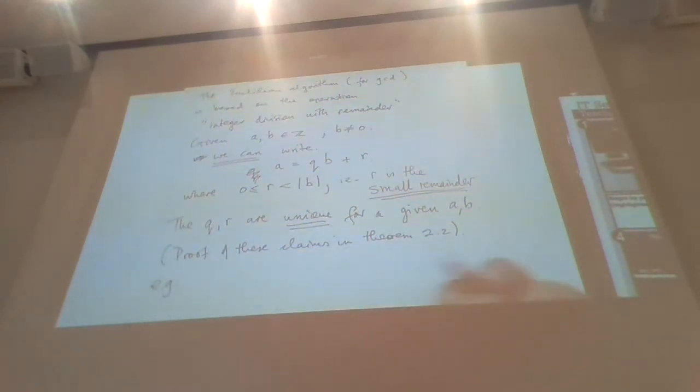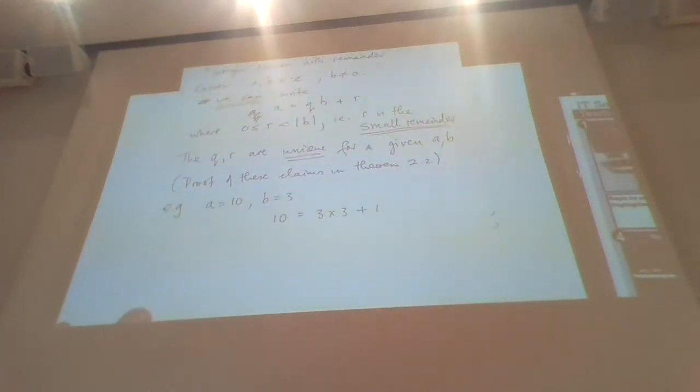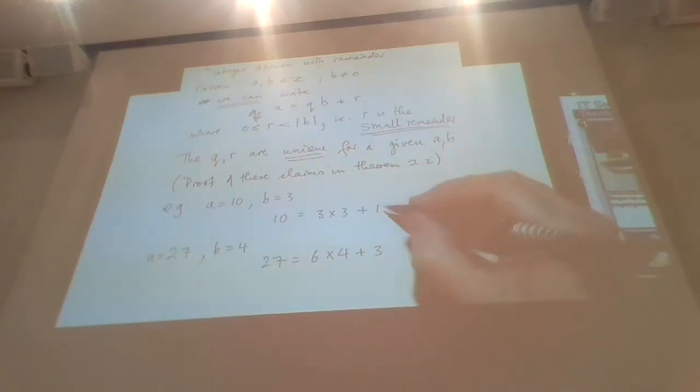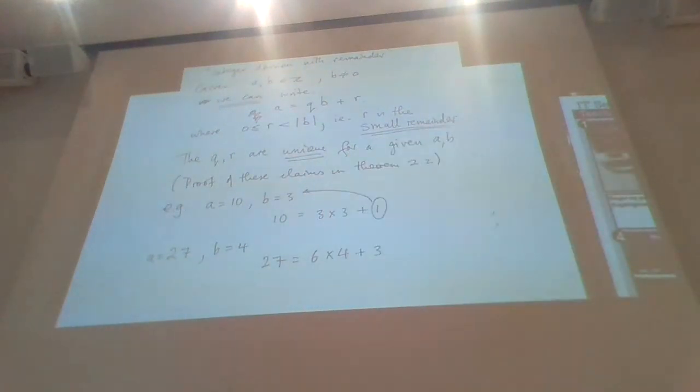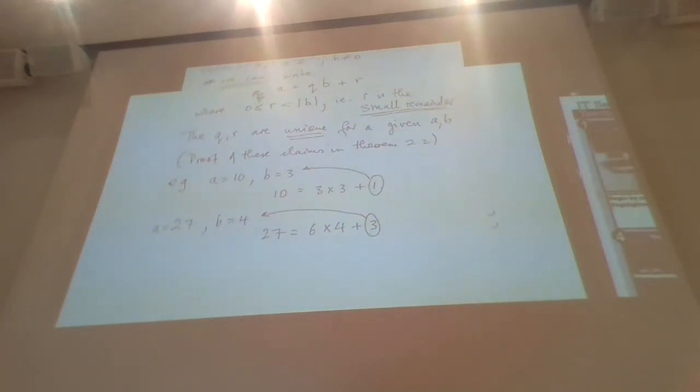Just in case there's any doubt, if A is 10 and B is 3, you can write 10 equals 3 times 3 plus remainder 1. That's integer division with remainder. If A is 27 and B is 4, then 27 is 6 times 4, 24, plus remainder of 3. So in each case, you see the remainder is smaller than B. 3, the remainder, is smaller than the 4 that we divided by.